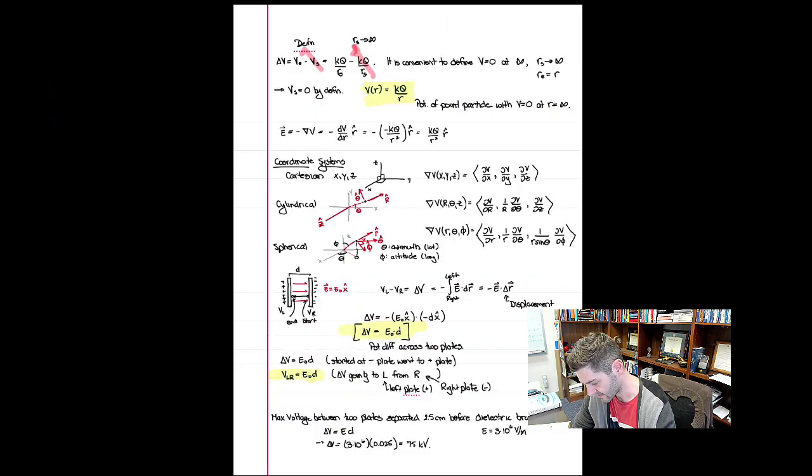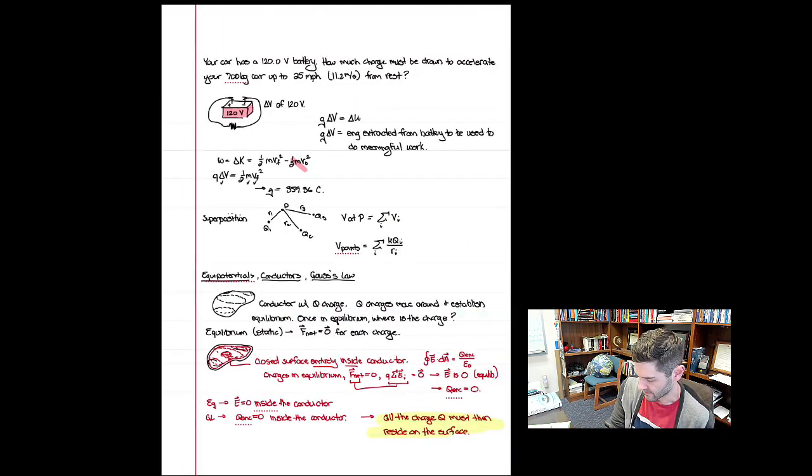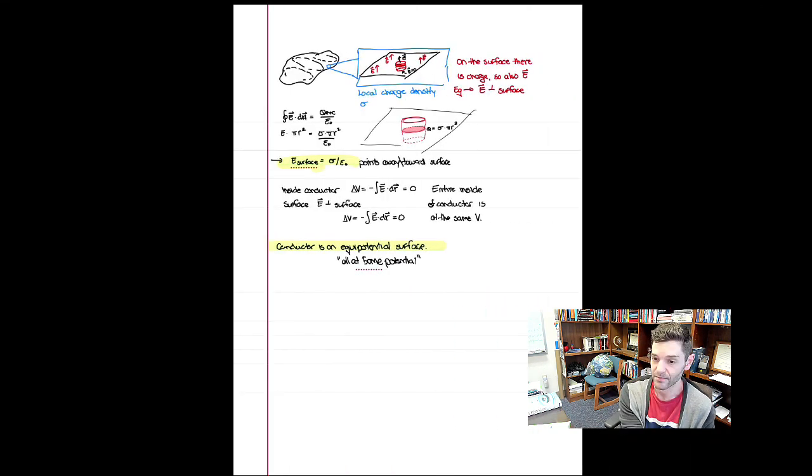But lots of good things here. Maybe worth doing it twice, watching it again at 1.5 speed at some point. But I think this will wrap up our discussion of potential after doing some more problems on this stuff.